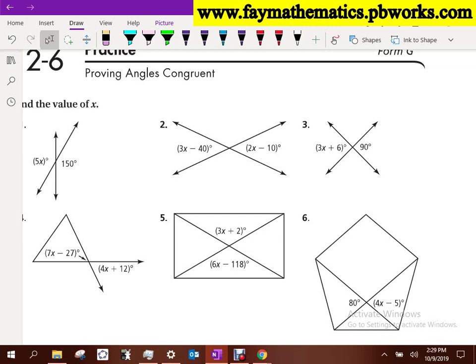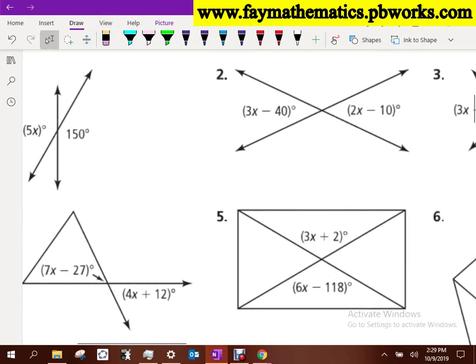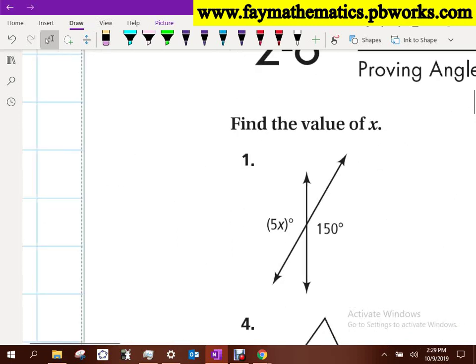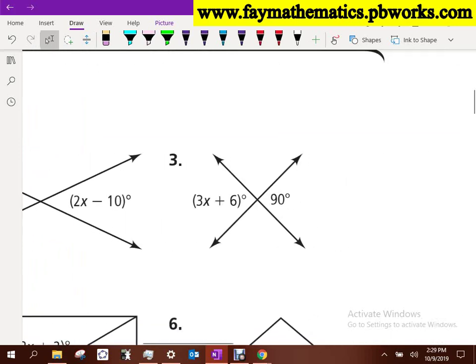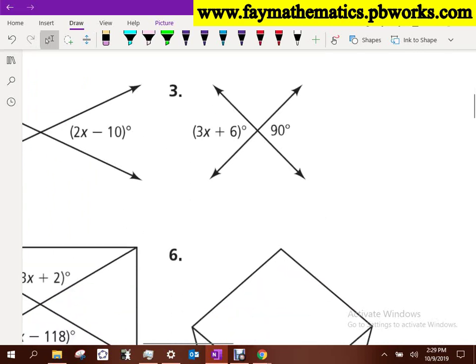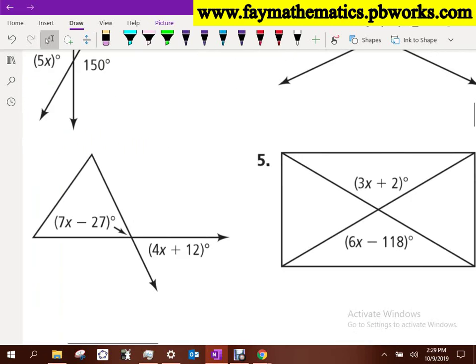So when I look at these, what is the relationship between these two here? They're vertical, and if they're vertical, their measurements are what to one another? They're equal. Good. So we say 5x equals 150. Is that question pretty much the same? The algebra is a little bit more difficult, but it's still the same. Now we get down to these, and they look a little bit different.